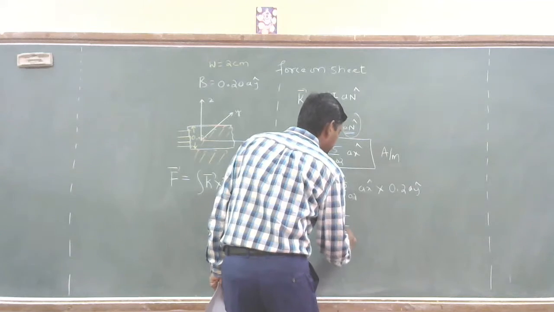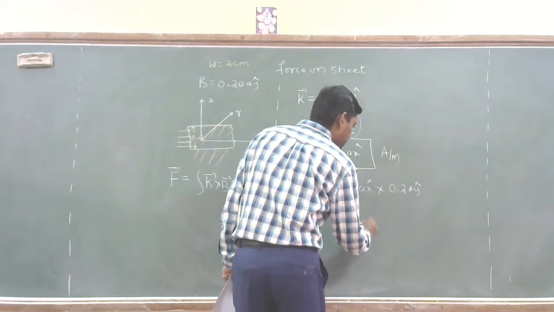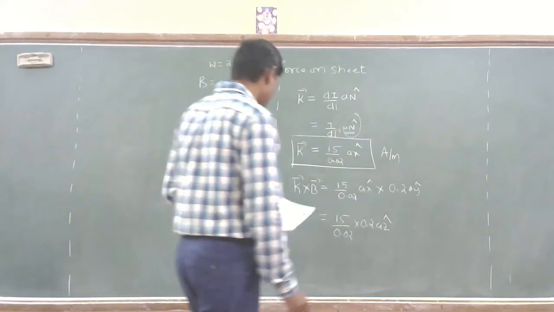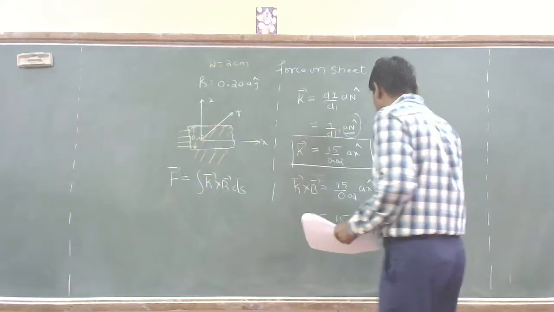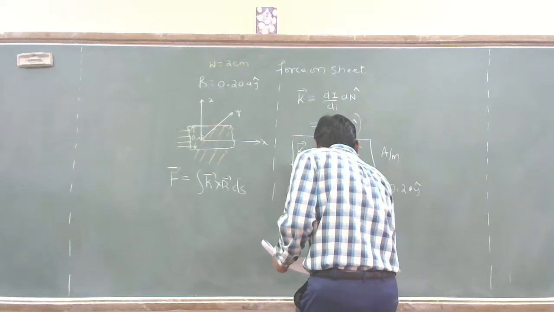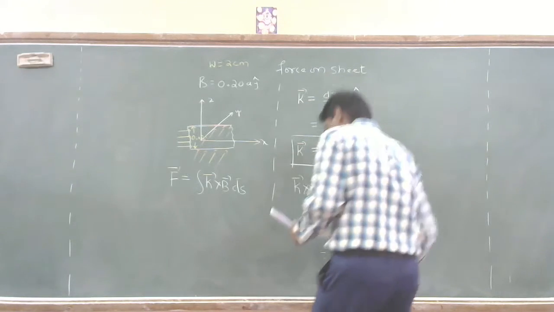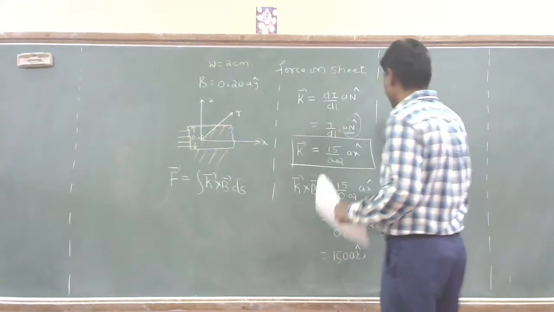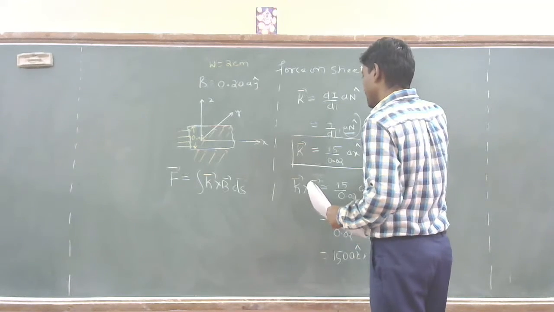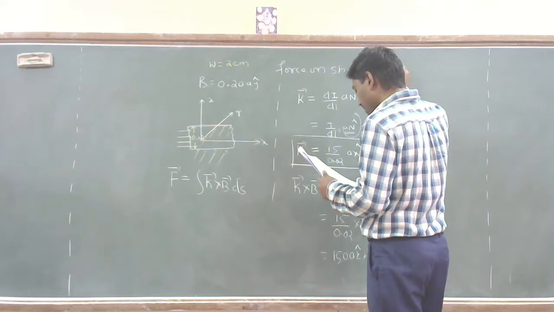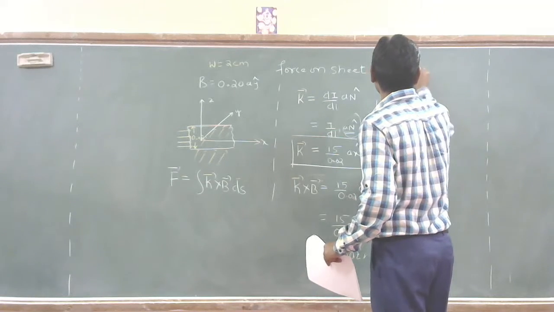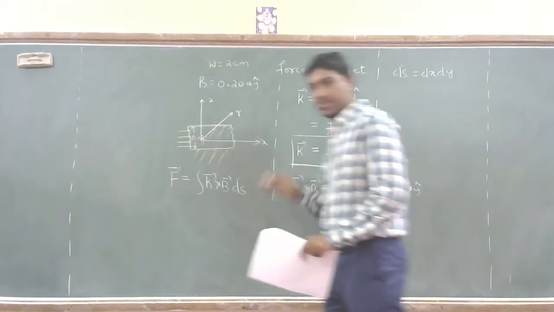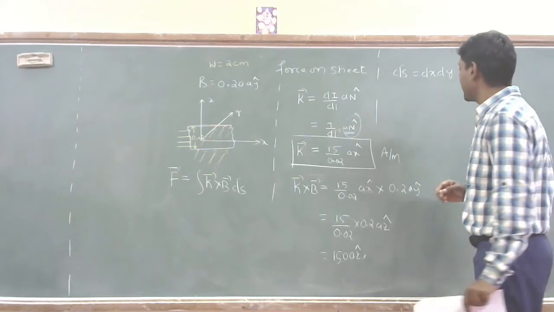So 15 by 0.02 into 0.2 Az hat. Okay, so I think this will simplify to 150 Az hat. Now what is that ds? Okay, it's really quite simple. You could see that the ds is dx dy because it is in the xy plane. The strip or sheet is kept in the xy plane.